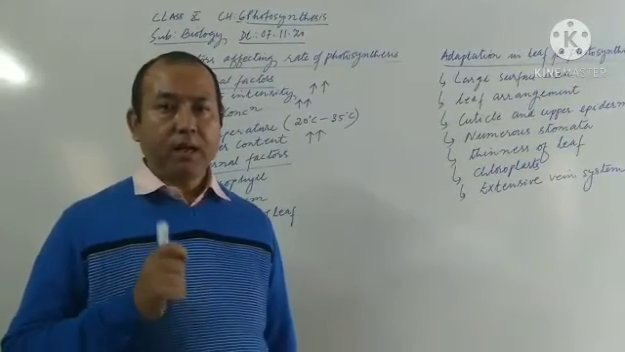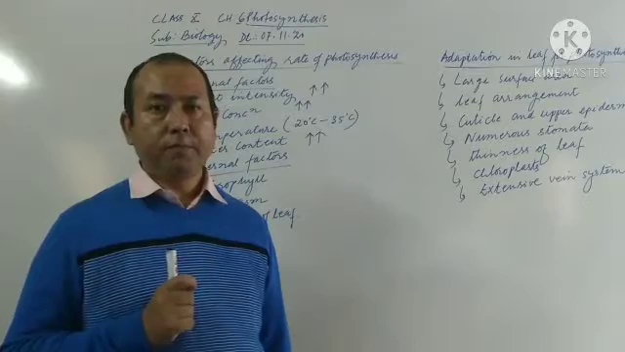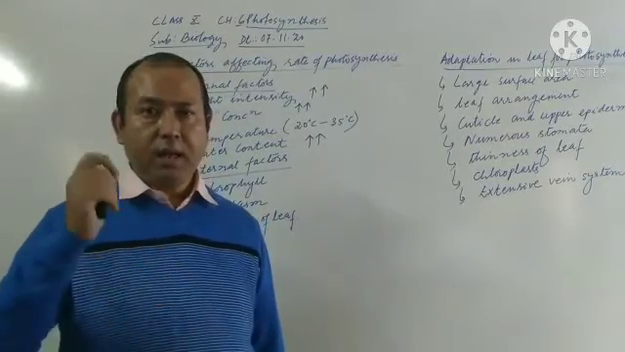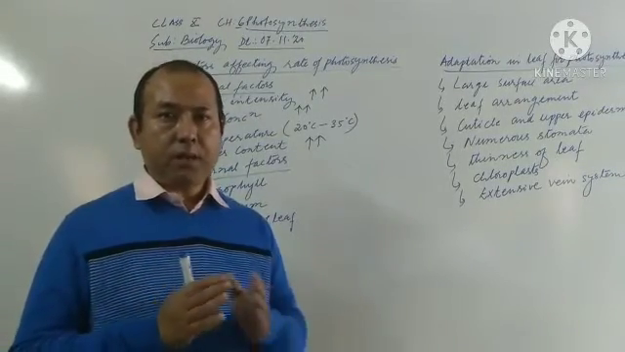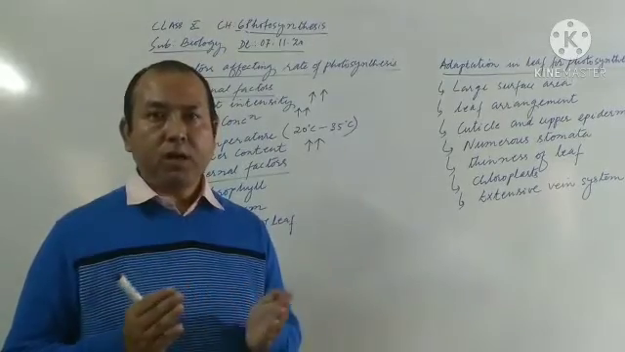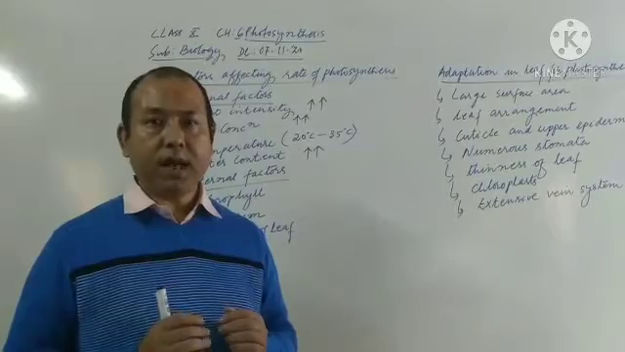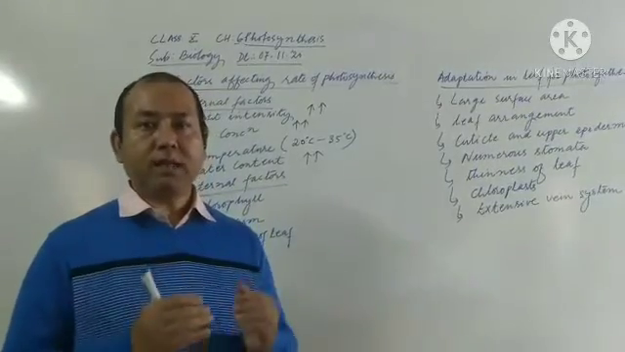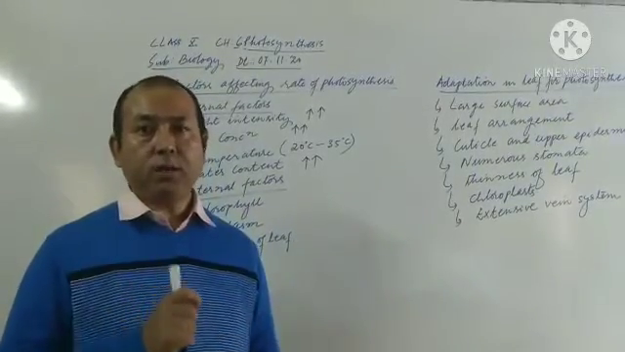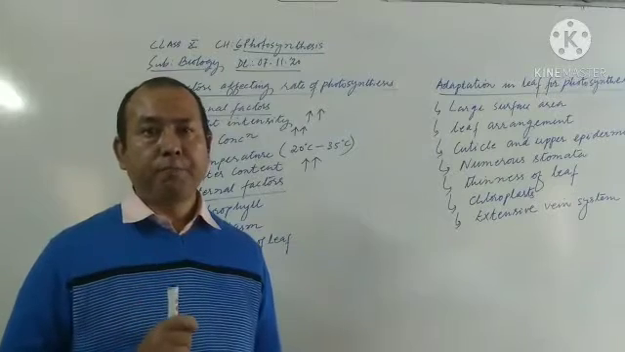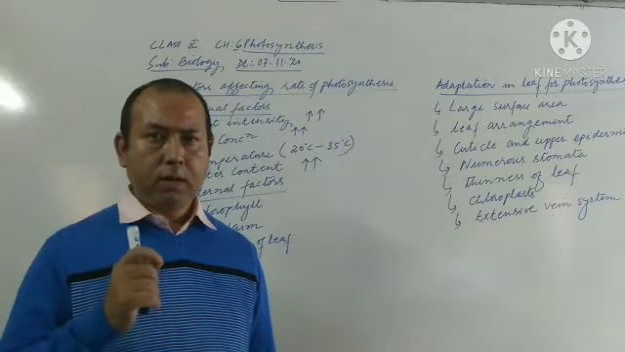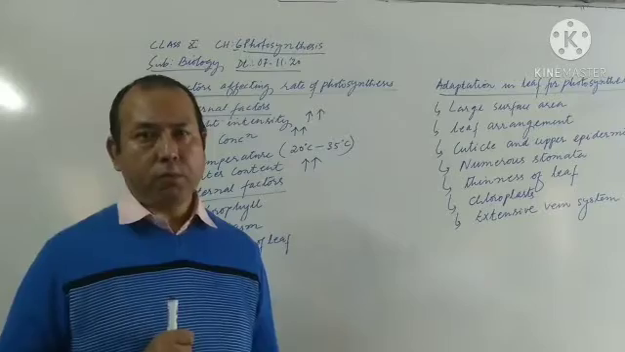Now see about the light intensity. As we know, in the presence of light, as the light intensity increases, the aperture of stomata keeps on increasing. As a result, more exchange of gases takes place. This particular thing helps in increasing the rate of photosynthesis.